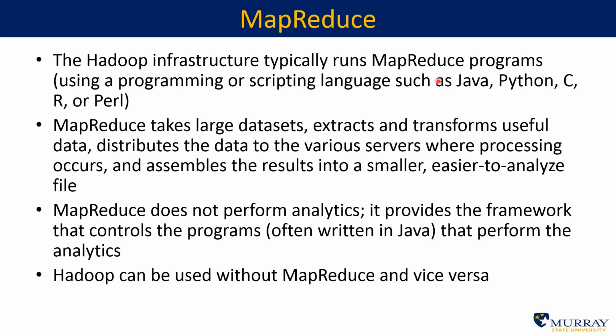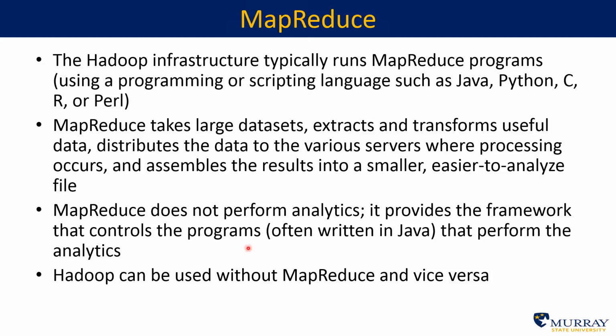Now, MapReduce is an algorithm. It's an algorithm that is typically used as a part of a Hadoop implementation, a specific algorithm for storing data. The essence of MapReduce is that it takes large data sets, extracts and transforms useful data, and then distributes the data to various servers where processing occurs. And then results can be assembled back into a smaller, easy-to-analyze file.